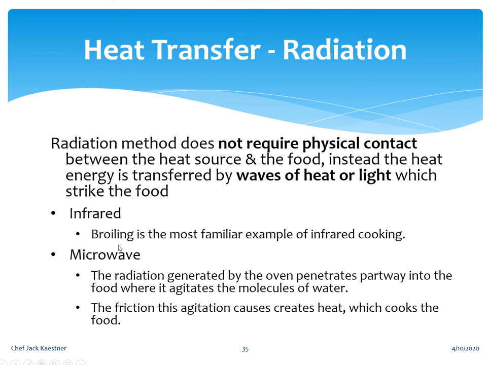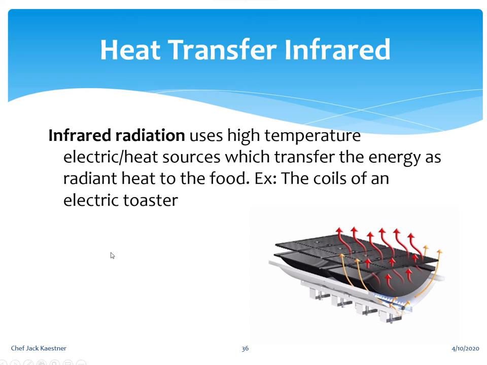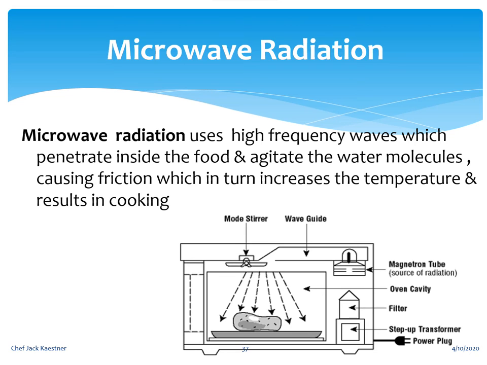You've got infrared and microwave for radiation. Again, a grill is infrared radiation. Microwave is the other source. And again, it's high frequency waves, and it's penetrating the food, and it's actually making the water molecules turn around, and it's creating friction.